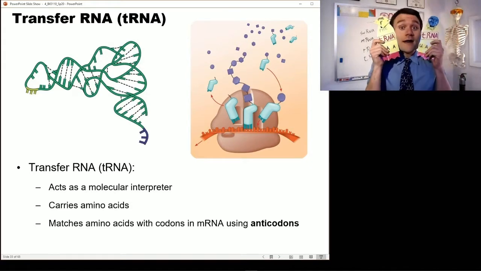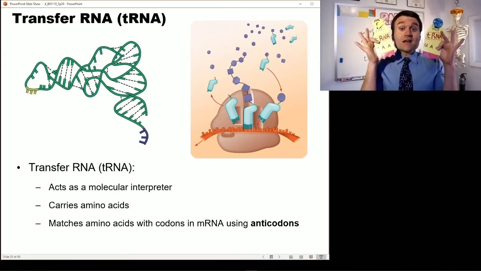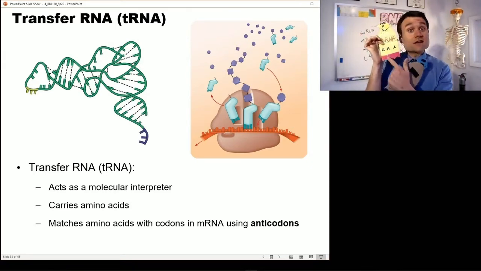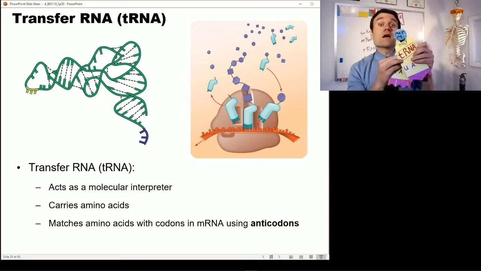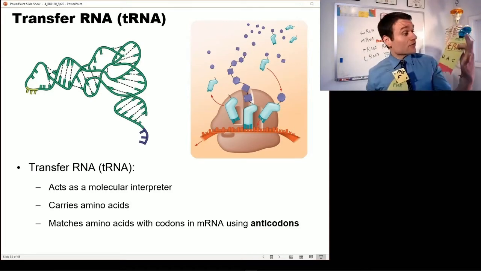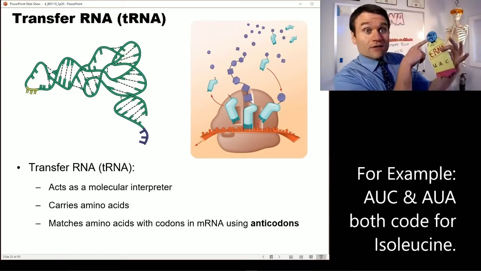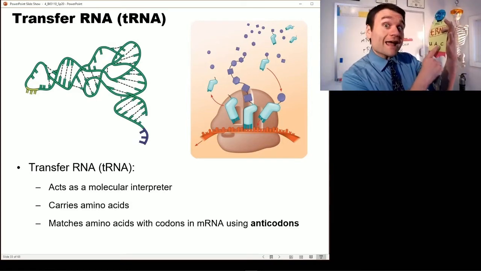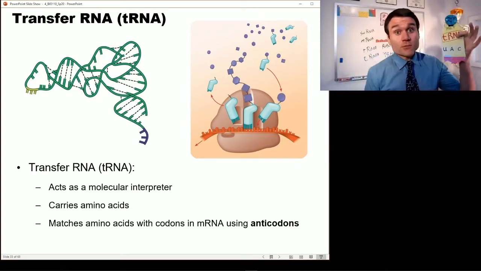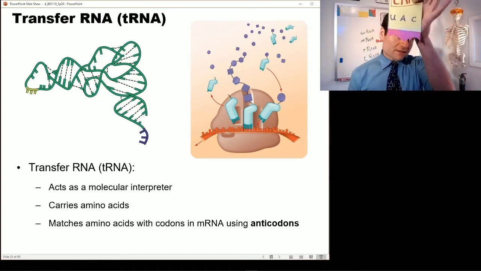Every tRNA has a different anticodon, so it recognizes a different segment of mRNA, and it has a different amino acid attached to it. Now, some of them, because some codons code for the same thing, will have the same amino acids, but there will be an anticodon for every possible combination of nucleotide bases that we could have on an mRNA molecule.